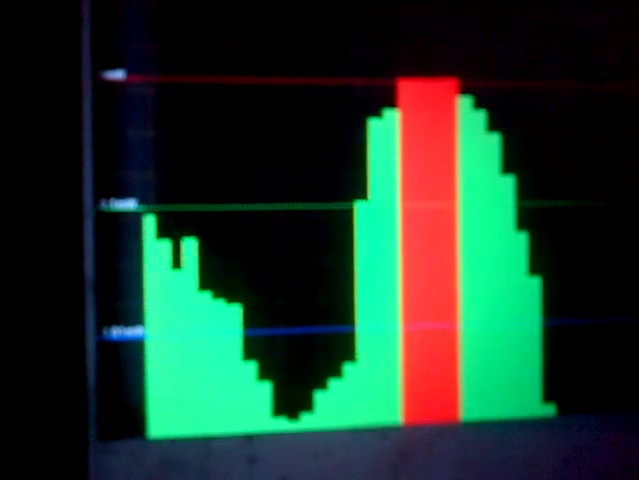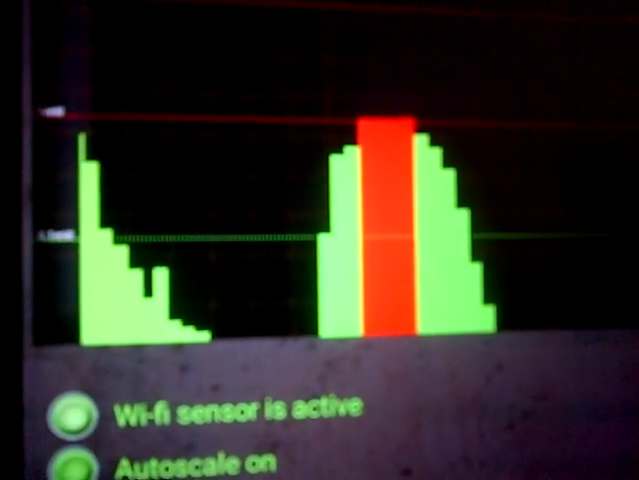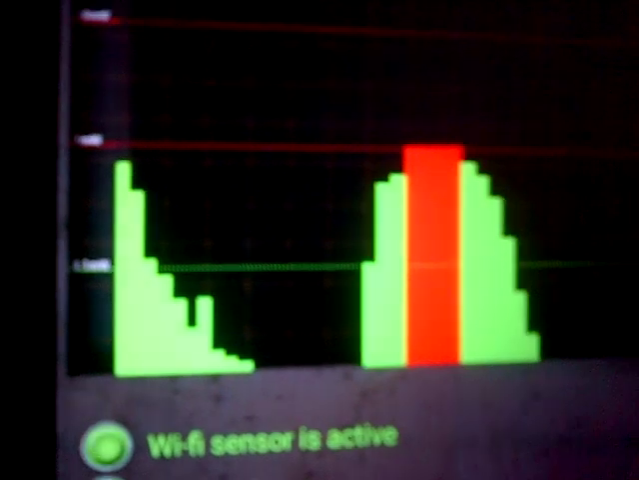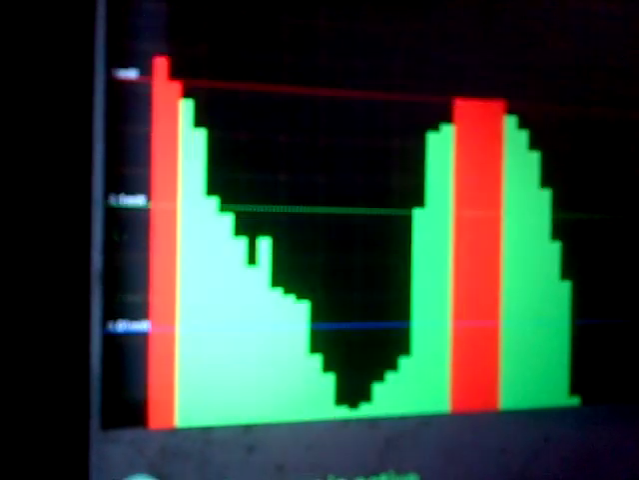It depends on how much you're downloading and uploading at that moment, how much broadband is going through. You can see on the red on the right side, just a minute ago, it was very high up. This is the radiation that comes out of these routers, and the red is dangerous.